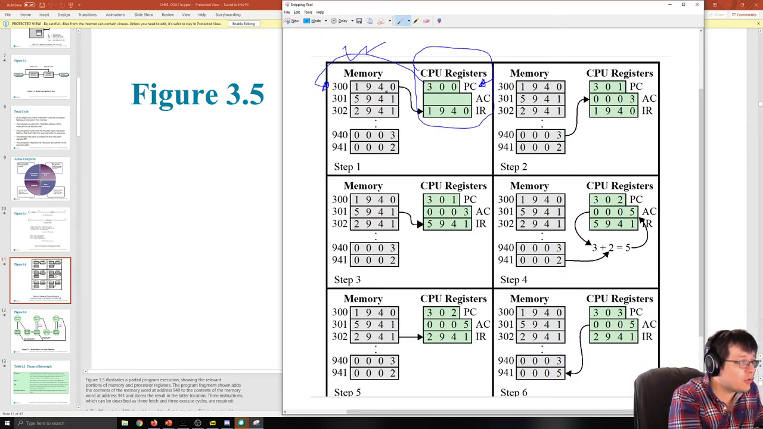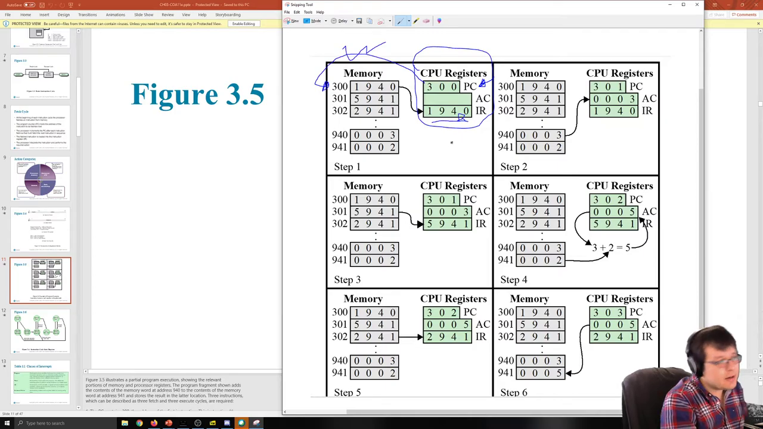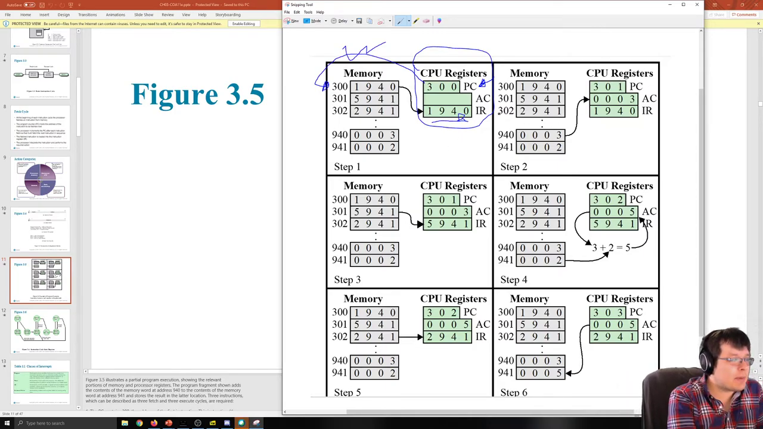That's 1940. And we go ahead and put it in the instruction register, which is the next thing to execute. From there, two things are going to happen between step one and step two. First of all, you're going to go ahead and execute that instruction that you just loaded, but also do not forget to increase your program counter.